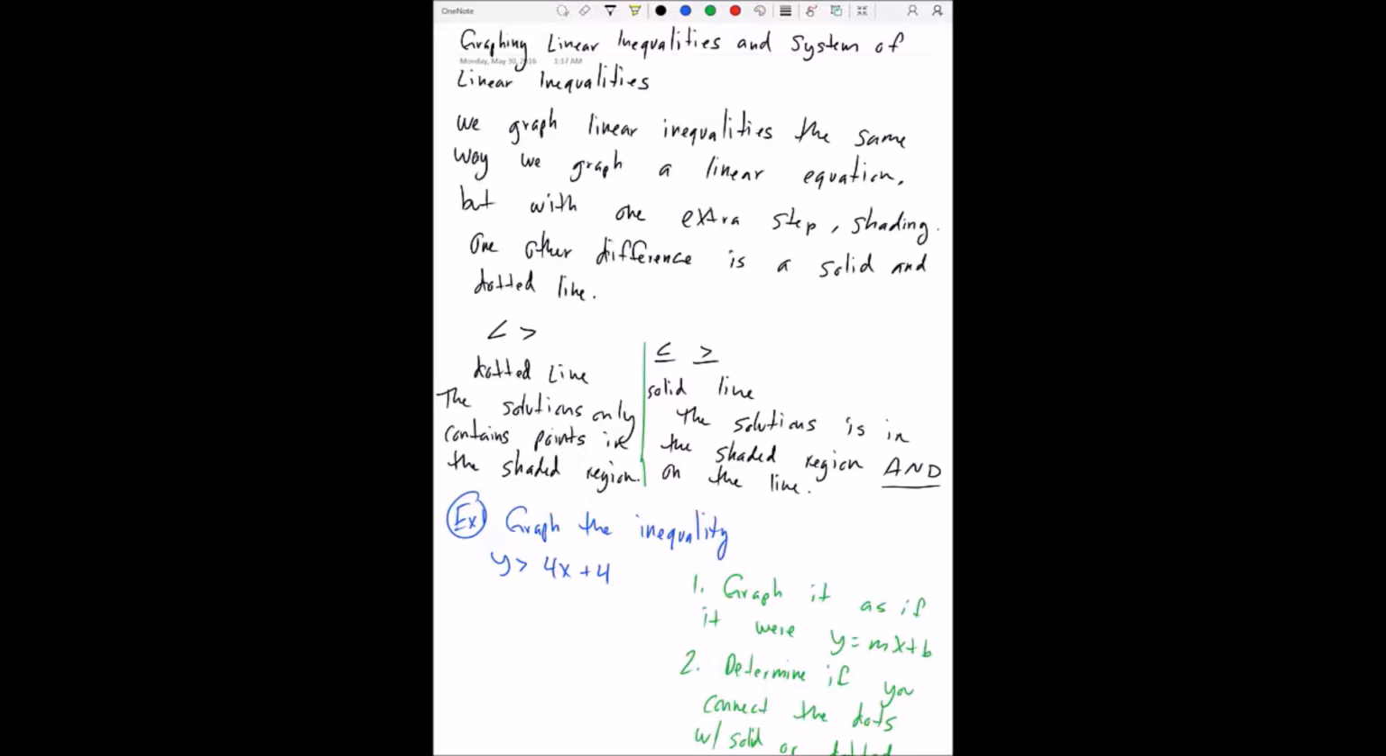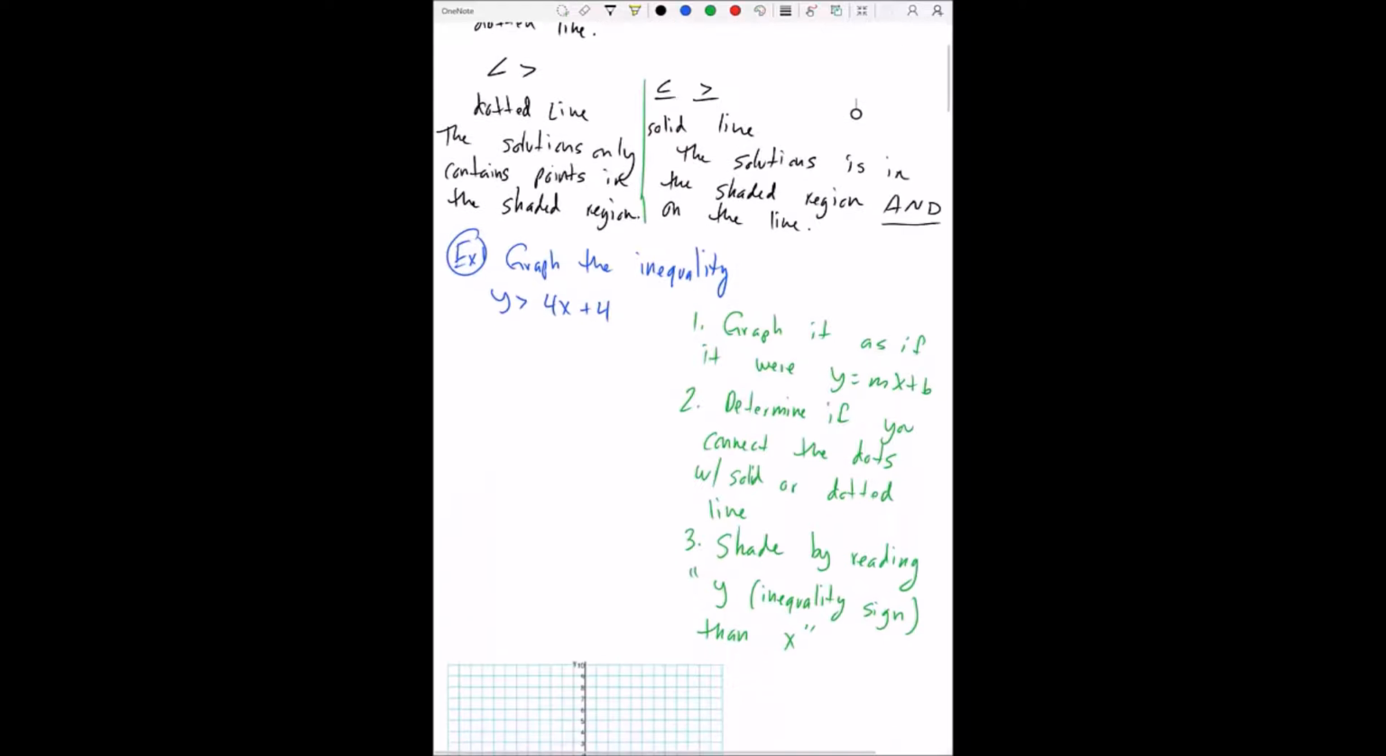And if you have less than or equal to, or greater than or equal to, that's going to be a solid line, and that means the solutions are in the shaded region and on the line. So the difference between the dotted line and the solid line: with the dotted line you can only have solutions within the shaded region, but with the solid line you can have solutions in the shaded region and on the line. So let's move to example 1.